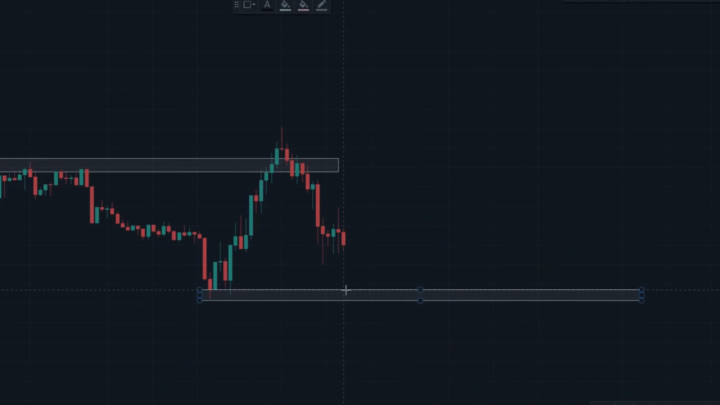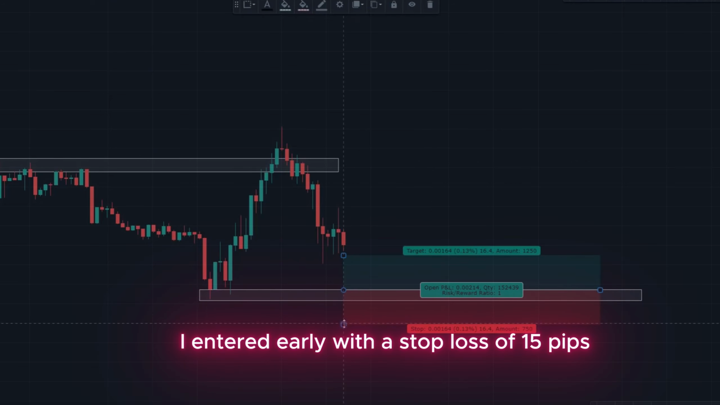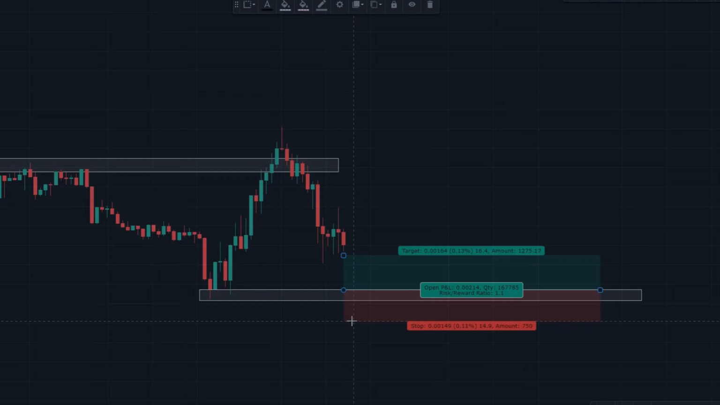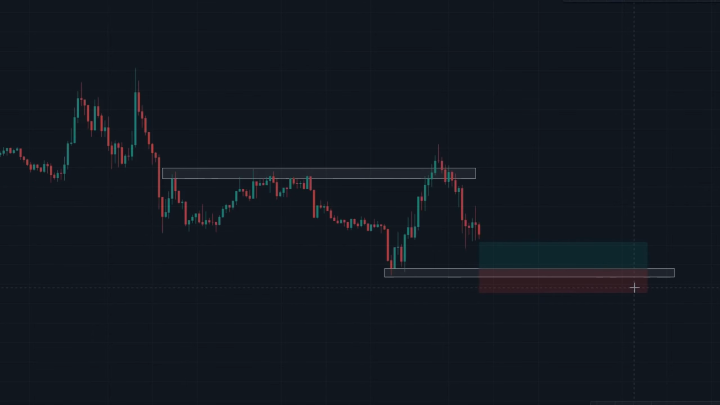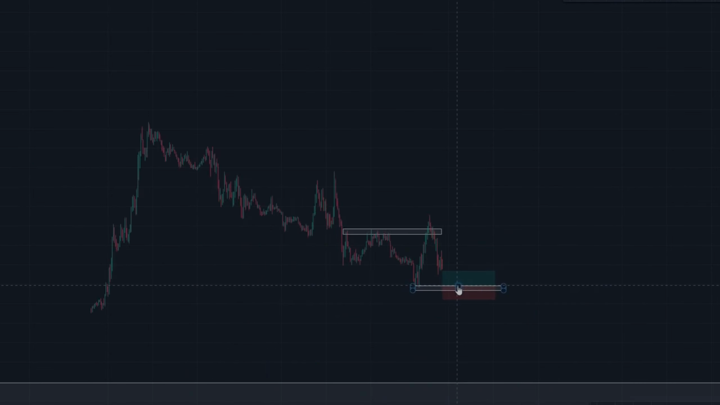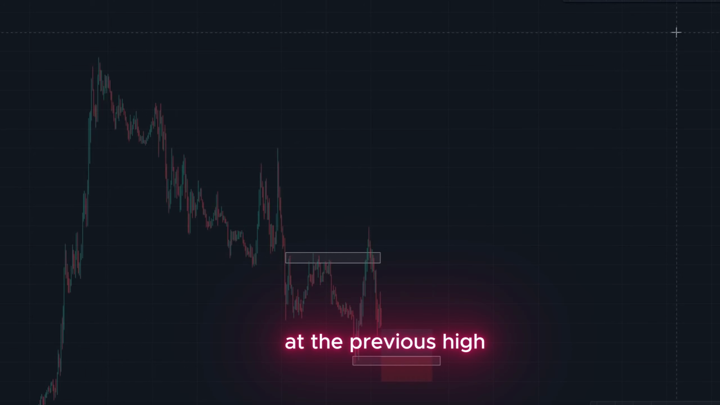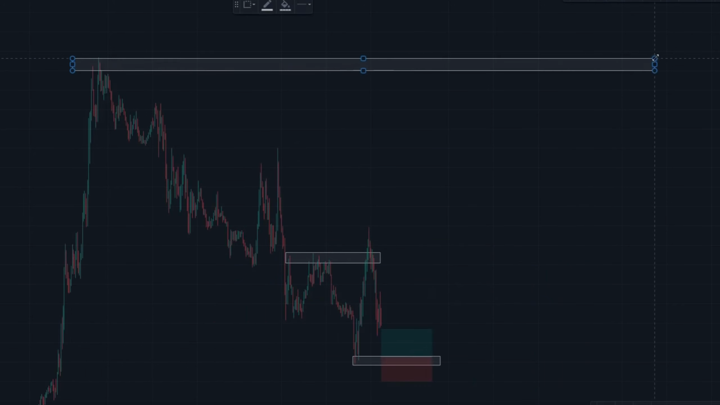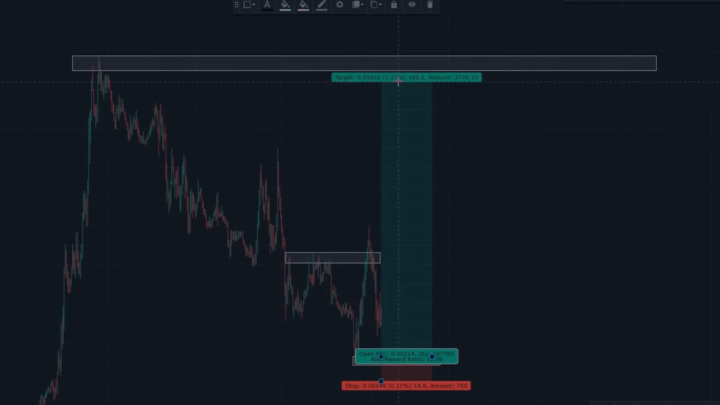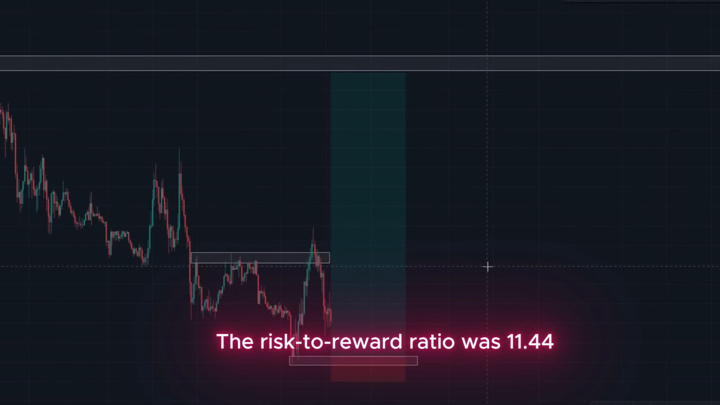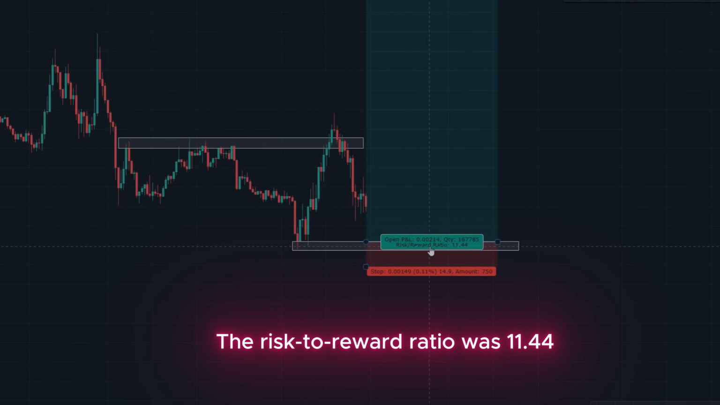In this case, I entered early with a stop loss of 15 pips. The target was set at the previous high. The risk to reward ratio was 11.44.